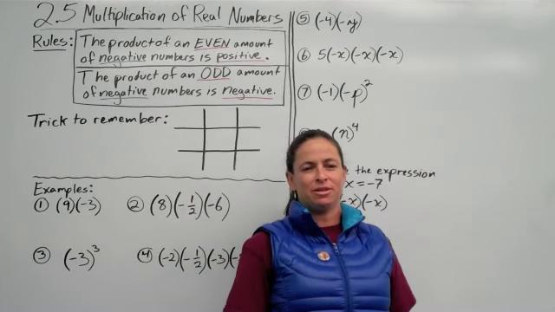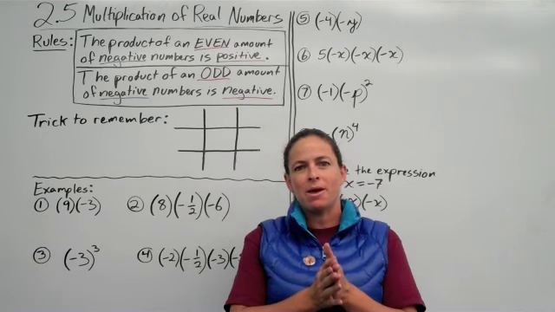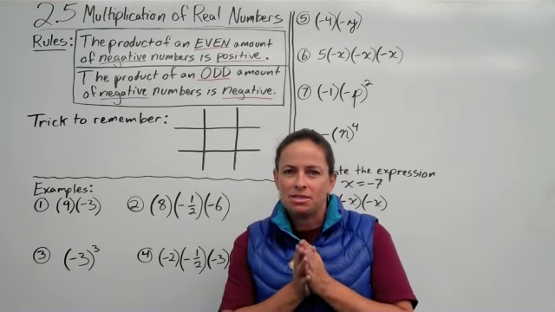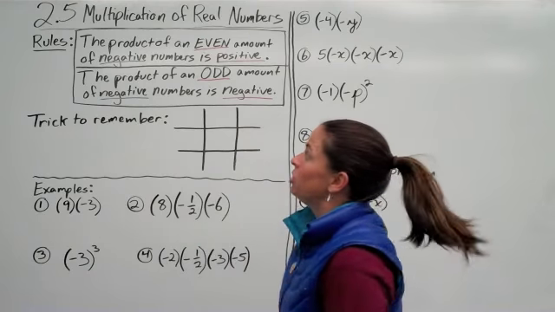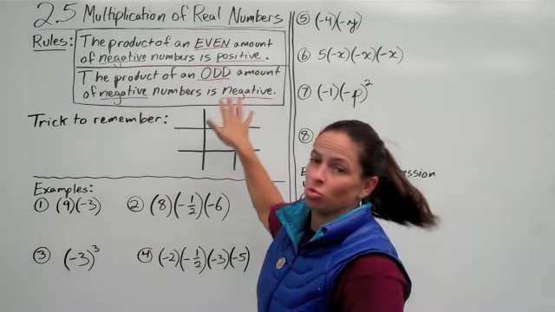2.5, multiplication of real numbers. We are going to be talking about multiplying positives and negative numbers. So, first thing you want to make sure you write down is the rules.